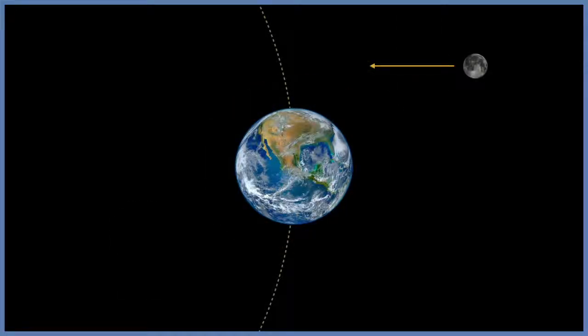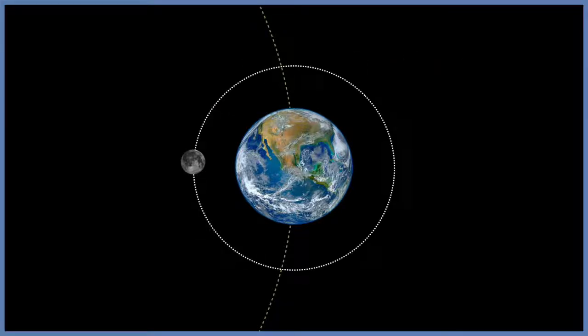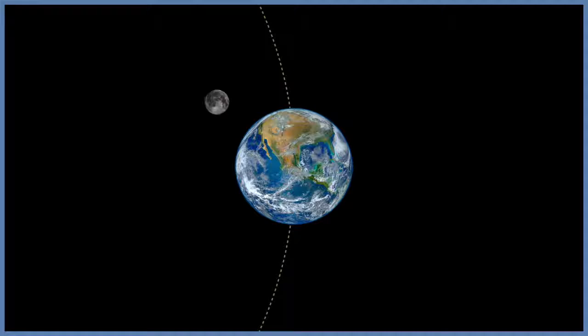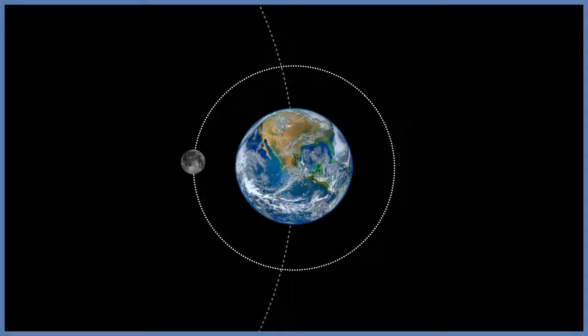Under the capture theory, a rocky body formed elsewhere in the solar system could have been drawn into orbit around the Earth. This theory has a lot of weight to it, because not only would the early solar system have a lot of bodies in it, the Earth is the largest planet in the inner solar system, so therefore, it has the largest gravitational field.